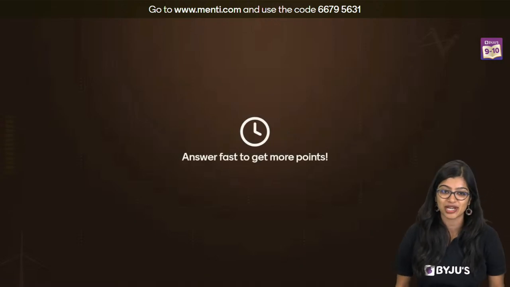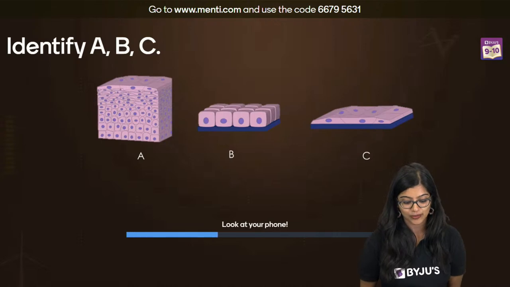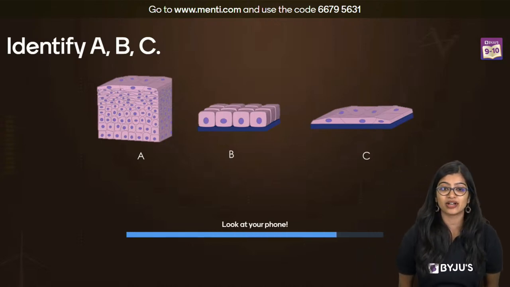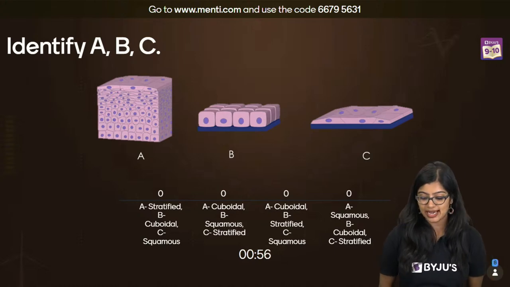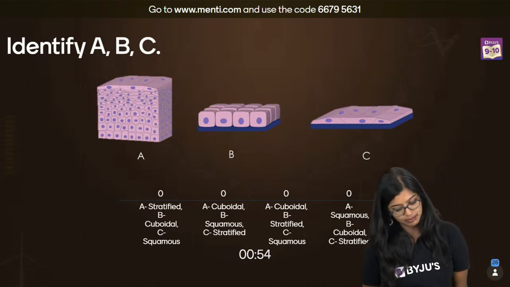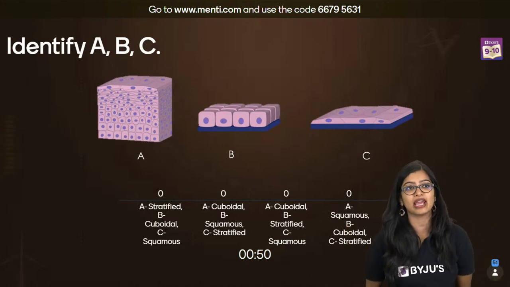So with that, I'm going to show you question number 50. Question number 50 on your screens now. You have to identify what is A, B, and C. Identify what is A, B, and C. Very easy. I am sure that you will all be able to.